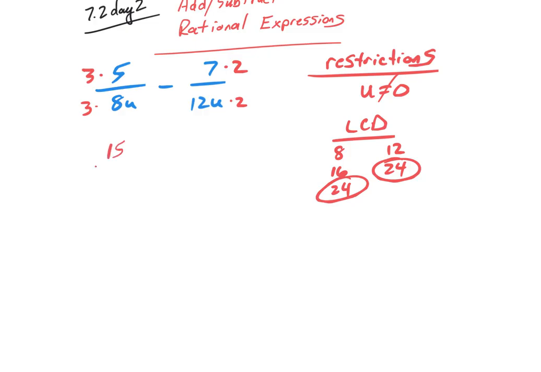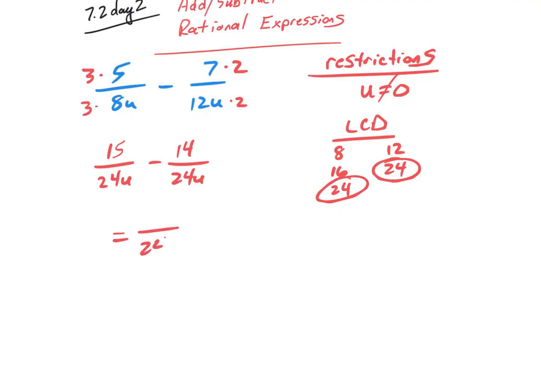And so this would become 15 over 24u minus 14 over 24u. At this point, the denominator should be the same. If they're not the same here, then I've done something wrong, because my whole goal is to get these two the same. And right now, they are. And if they're not, then I probably did some math wrong. So that's the one thing, as you're going through this, that my goal is to make those the same.